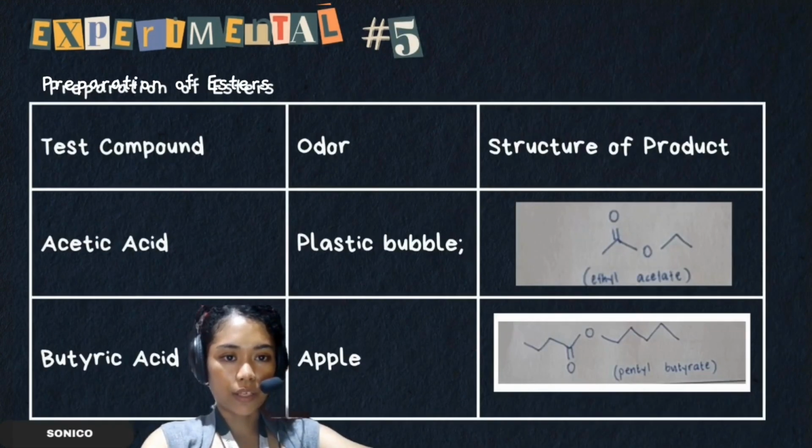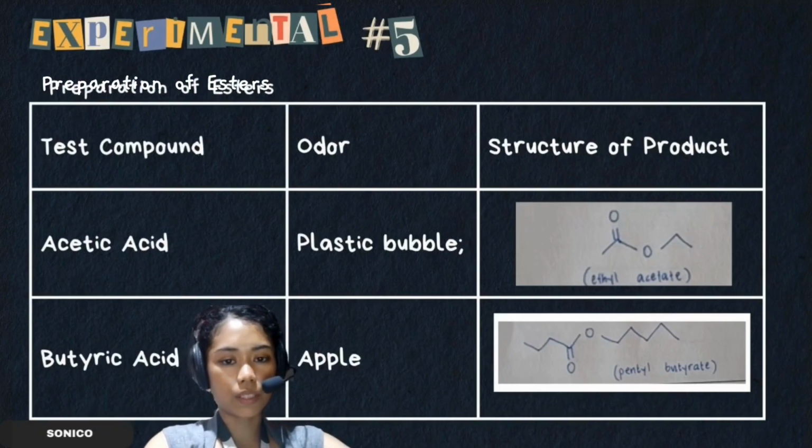In experiment number 5, the formation of esters through the reaction between acids and alcohols plays a crucial role in determining the observed odors. Esters are a class of organic compounds that are commonly known for their pleasant and distinctive smells, often resembling fruits, flowers, or other fragrant substances.